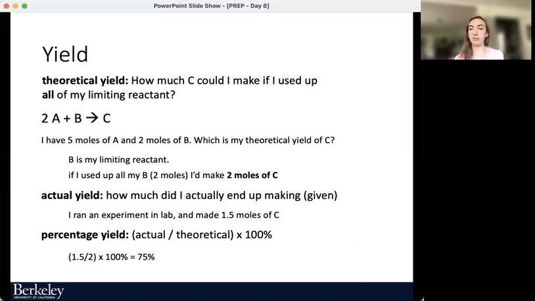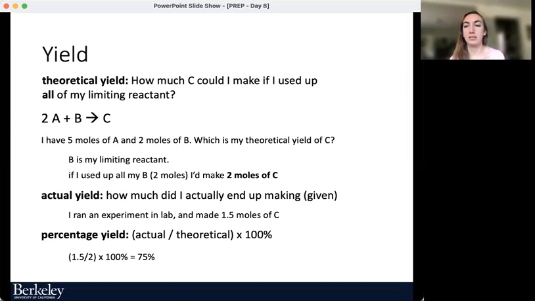Wait, so the theoretical yield is just the output of the limiting reactant? Yep. So if it's the best I could possibly do, and the best I could possibly do is using up all of my limiting reactant, how much product could I make? Does that make sense? Yeah, thank you. Okay.